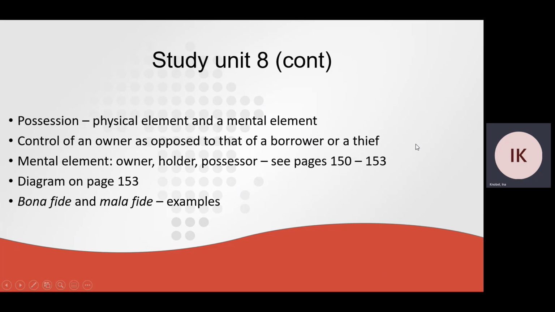Okay. Then I write here that control of an owner as opposed to that of a borrower or a thief. What I'm trying to say there is that, of course, when you own something, you have a different relationship with that exact same thing than the relationship that a borrower or a thief will have. You can have 3 cars standing next to each other in a parking lot. The one being owned by a person, the one being a stolen car, and the one being a rental car. The relationship there is much different in those 3 instances.